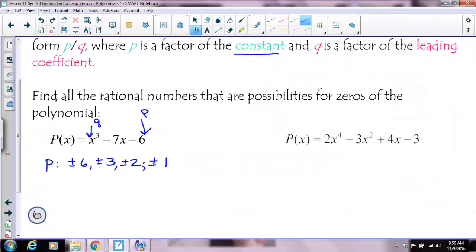First block asked, why do you put the plus or minus? Well, positive 6 times negative 1 will give me negative 6, or negative 6 times positive 1. Same thing for the 2 and 3. So then what are your factors for q? Just plus or minus 1.